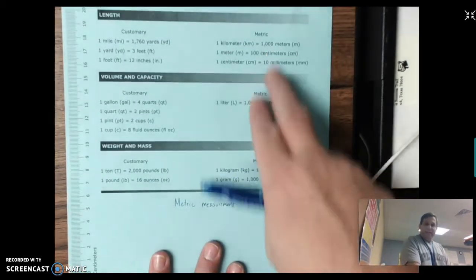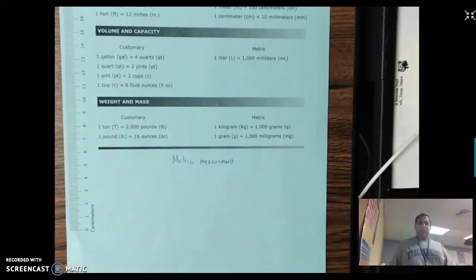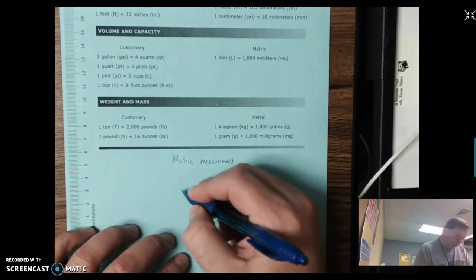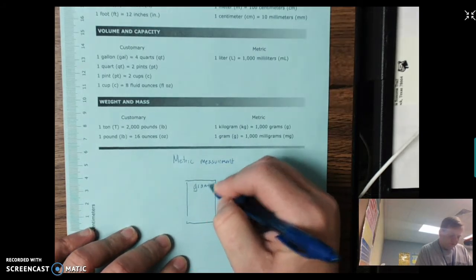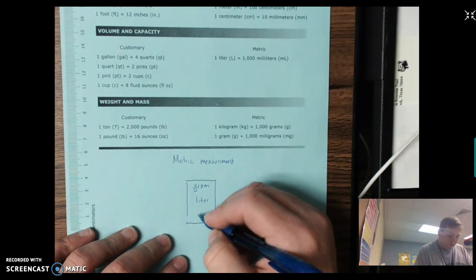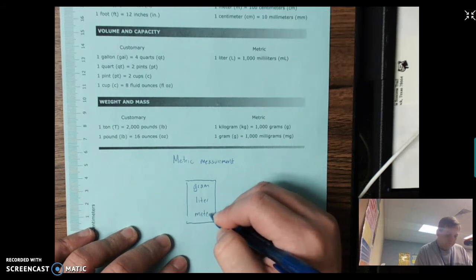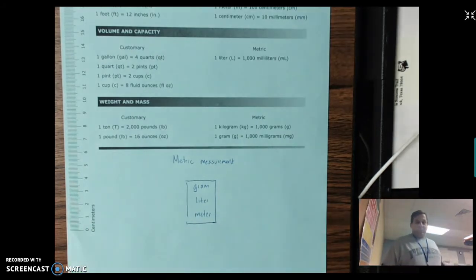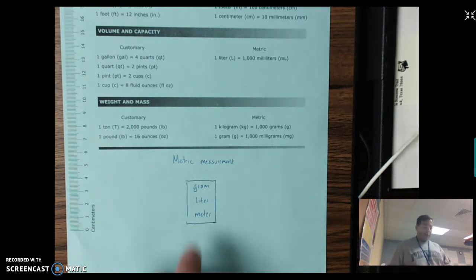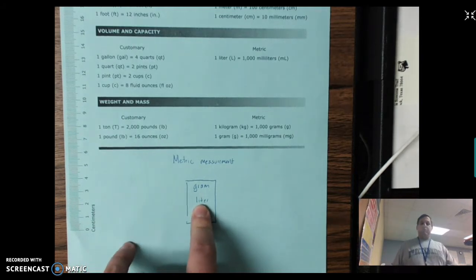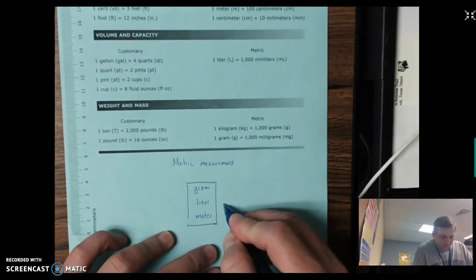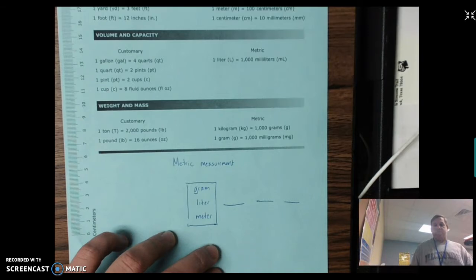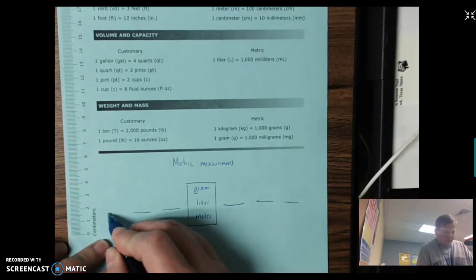You really don't need these in order to convert metric, because to convert metric, all you're really doing is moving the decimal. So we start with our base. Three bases that you're going to deal with a lot are liters, meters, and grams. Okay, this is your base measurement unit. Gram is to measure weight, liter is to measure liquid volume, and a meter is to measure distance. Then we have three smaller units in our metric system and three larger units.